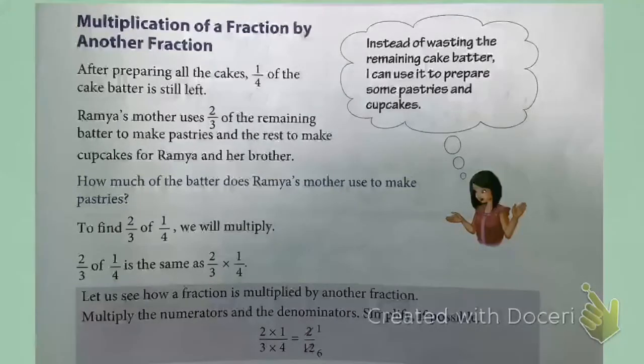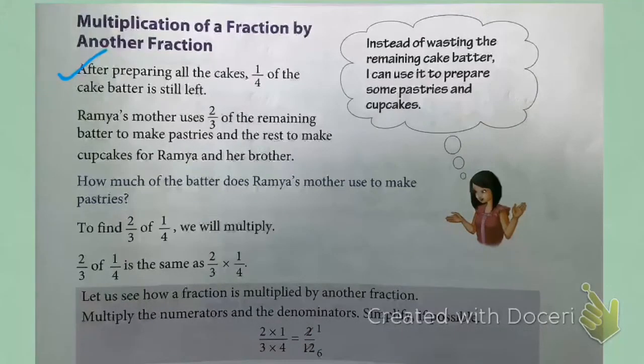Okay, students. So our next topic of exercise 6.3 is multiplication of a fraction by another fraction. Okay. So let's read this example. After preparing all the cakes, 1/4 of the cake batter is still left. Ramya's mother uses 2/3 of the remaining batter.